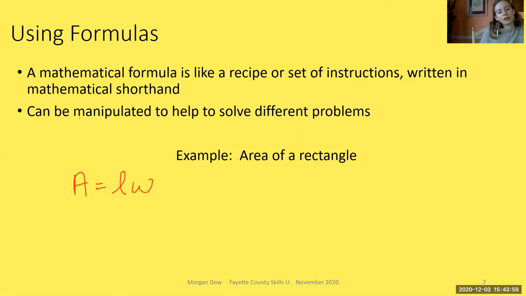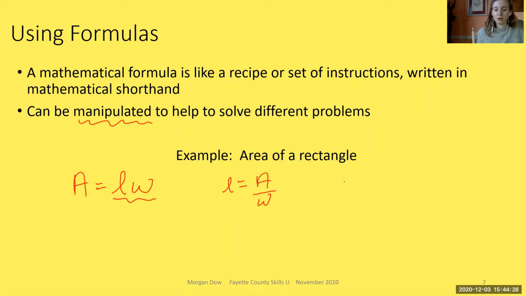And this formula can be manipulated or changed around to help us solve different problems. So if we want to calculate area, then we would do the length times the width. But let's say we have a problem where we know the area, we know the width, and we want to figure out the length. Well, we could just move things around a little bit here and do the area divided by the width, right? And that would tell us the length.